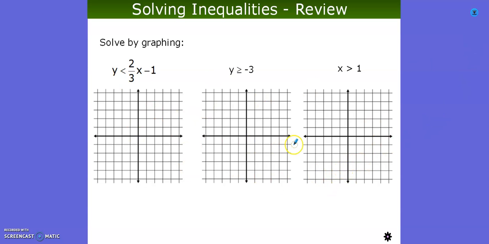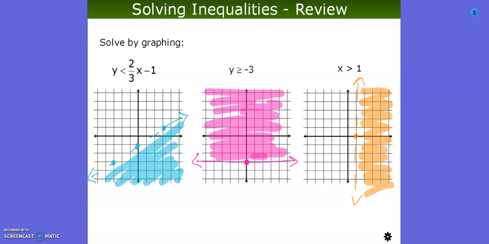This is a review of last class, solved by graphing. So go ahead and pause the video and graph these and we'll see how you did. Okay, go ahead and check and see. You should have graphs similar to this one.